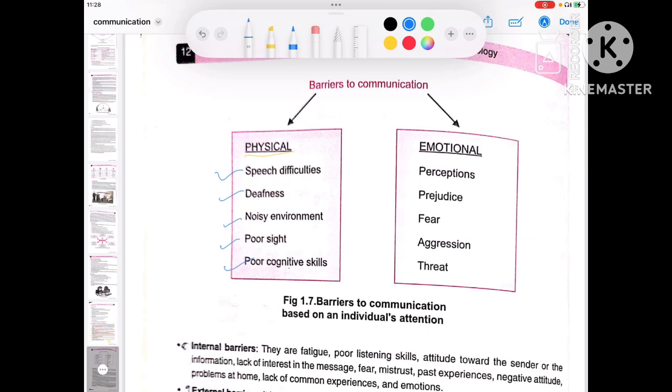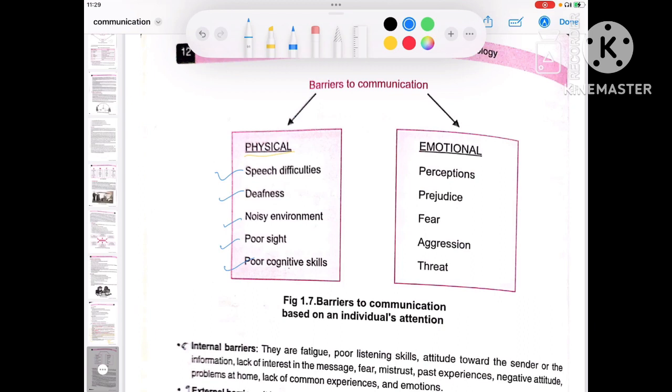Deafness, if the patient is deaf, communication is not effective. A noisy environment is also a barrier, as communication won't be effective. And poor sight: if the patient or the nurse is not clearly in sight, that's a problem. And poor cognitive skills means understanding skills.